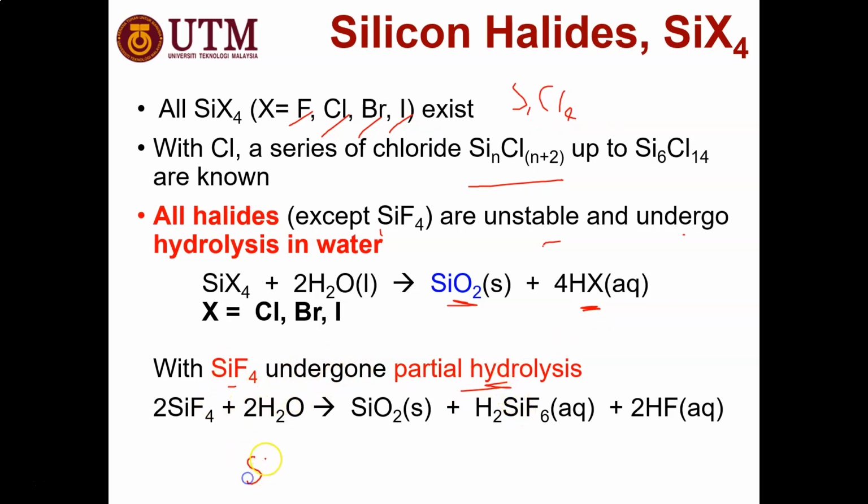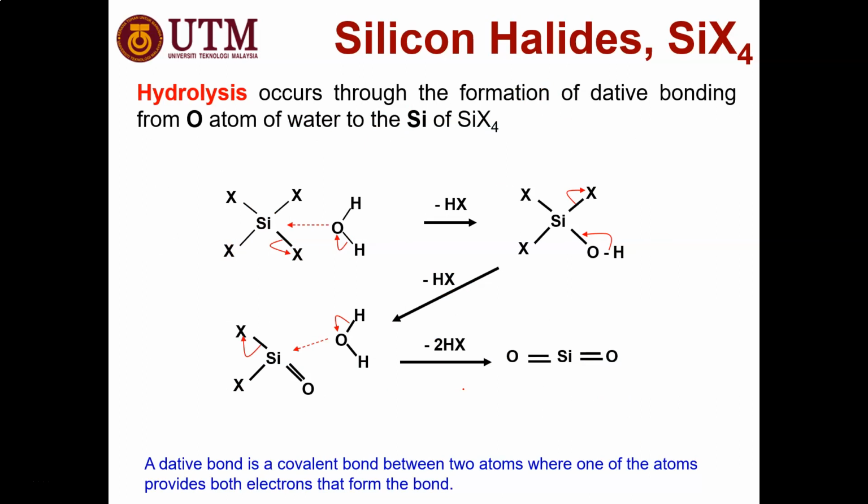Why? Sebab F pegang Si tu kuat sampai dia tak senang lepaskan. So if you have silicon tetrafluoride with water, kita akan dapat silika, tapi pun akan ada silika yang masih terikat dengan fluorine. This is the hexafluorosilicic acid with hydrofluoric acid. So it's only partial hydrolysis. Dia tak sepenuhnya. So tadi kan dia cakap bila kita dapat the hydrolysis of silicon halides, kita akan dapat silika. So ini cara dia dapat, okay?